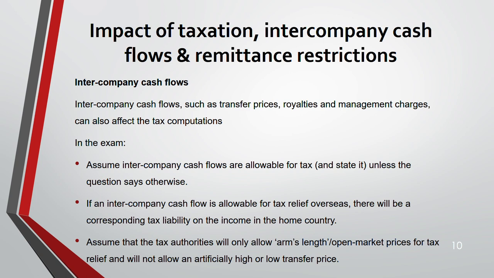Then you need to assume that the tax authority will only allow arm's length open market prices for tax relief. Because sometimes with transfer price, you can artificially increase or decrease it. They might not be at arm's length or the prices in the open market. It might be too high or too low. If tax authorities come to know the prices are too high or too low, they usually do not allow it for tax relief. They don't allow tax relief for an artificially high or low transfer price.